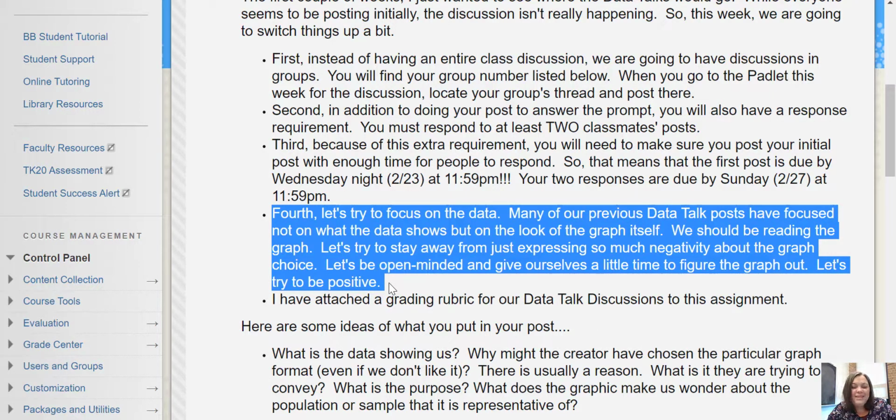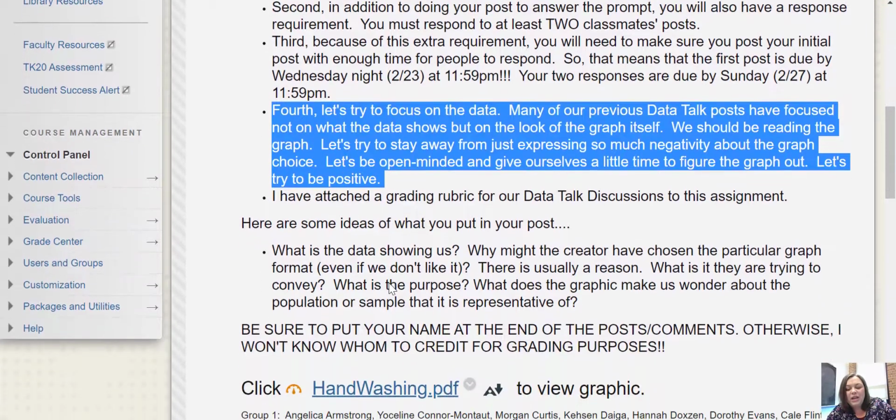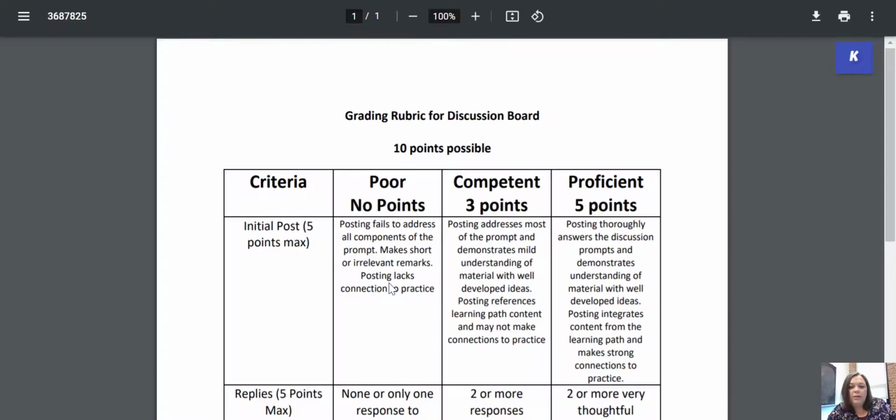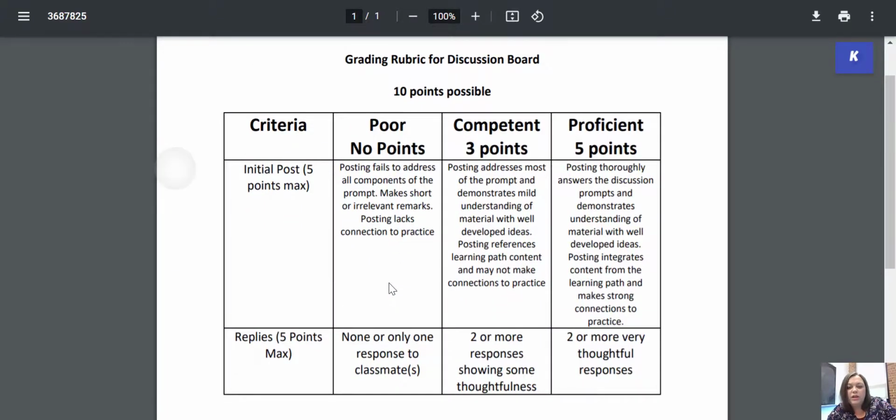All right. So I've also attached a grading rubric. So if you click here, you can see how I'm going to grade this. All right, so it's 10 points possible for the discussion board. You can get the initial post gives you 5 points max, and then your 2 replies gives you 5 points max. And then you can read through here what would constitute getting 5 points for each one. So full credit, 10 points, and kind of what the expectations are. So you can read through that.